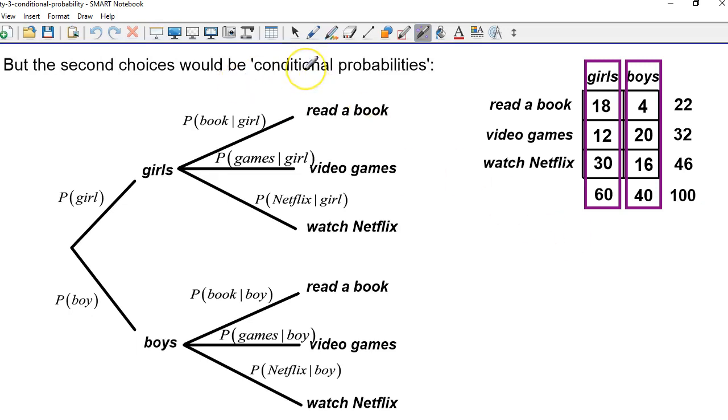But the second choices would all be conditional probabilities. This probability here would be given that a girl was chosen, that means under the condition that a girl was chosen, what's the probability that the student would like to read a book? So this branch right here would be the conditional probability of liking to read a book given that you're a girl. This one here would be probability of liking to play video games given that you're a girl. Probability of liking Netflix given that you're a girl. This one down here would be the probability of liking Netflix given that you're a boy. So in the second branch of a tree, all of the probabilities are conditional probabilities. The probability of the second thing occurring given the condition that the first thing occurred.